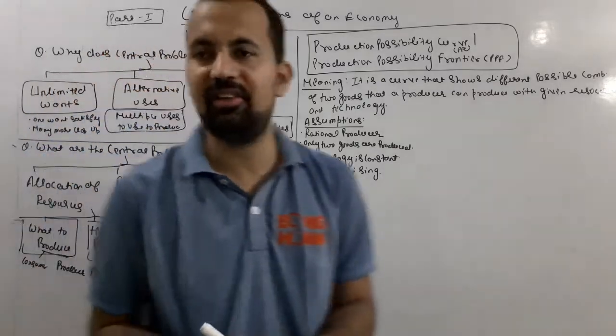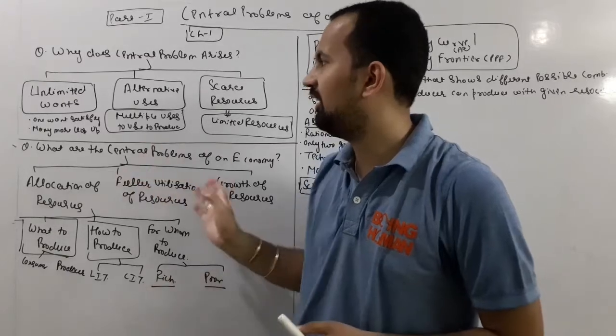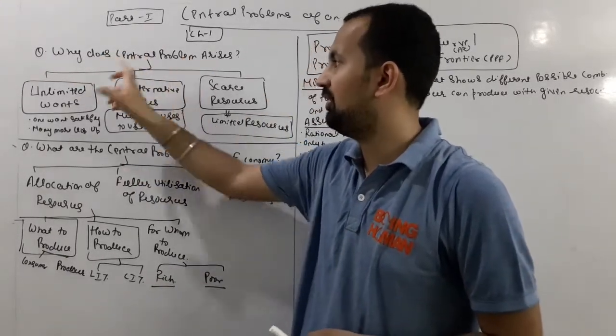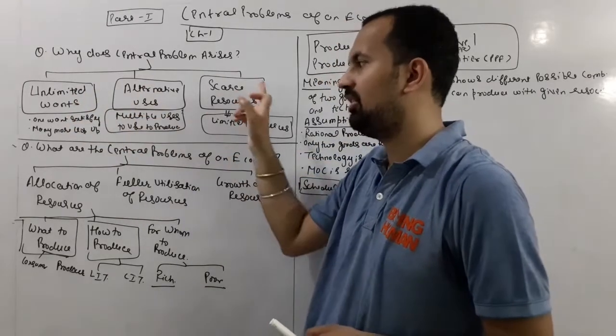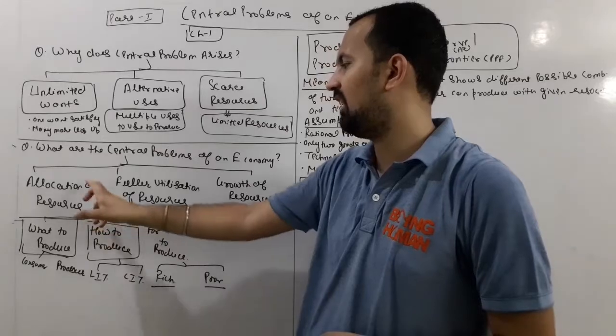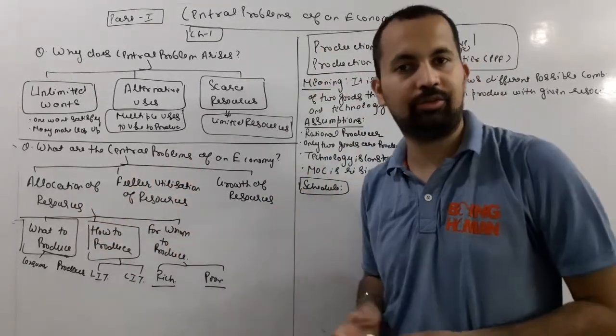These were the two headings. First is why does central problem arise? Second is what are the central problems of an economy? The reasons when the central problem arises are unlimited wants, alternative uses, scarce resources. Next, what are the central problems of an economy? First is allocation of resources. Second is fuller utilization of resources. Third is growth of resources.